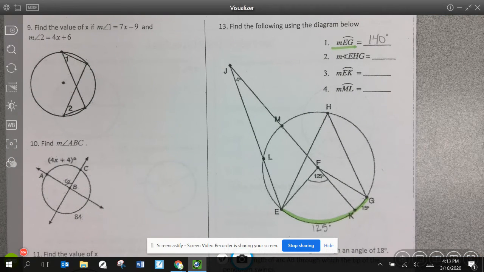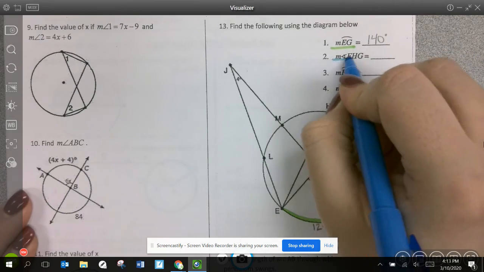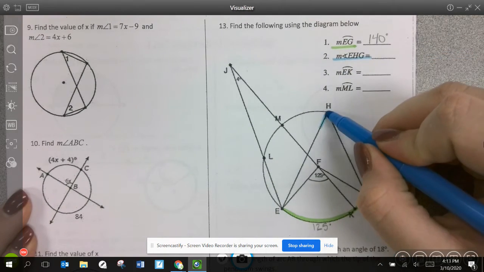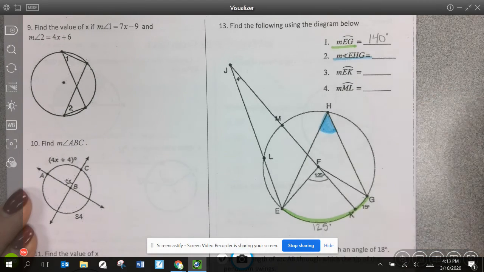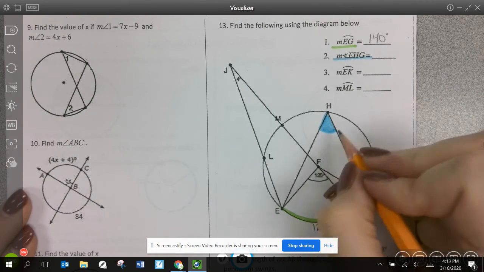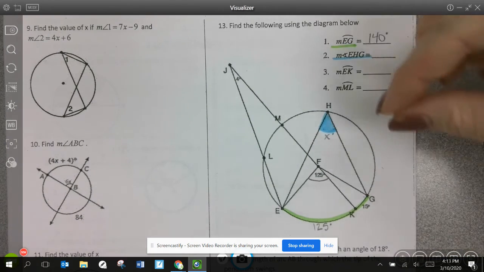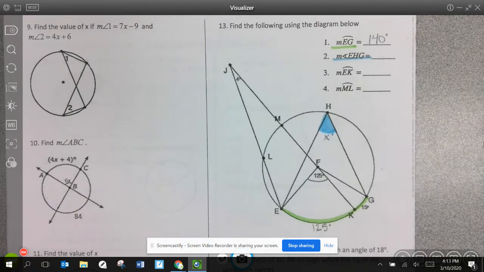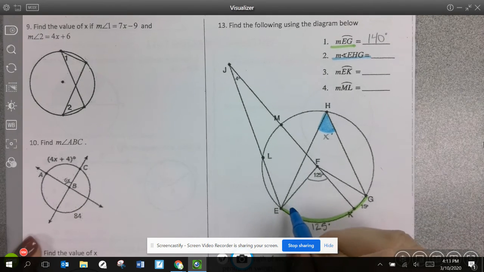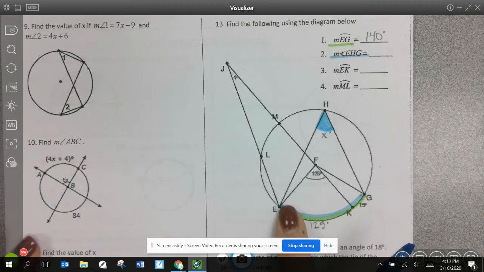Then I'm going to look at my next question. It says angle EHG. So angle EHG is right here. I'm going to put a little X there just so it helps me. That's what I'm looking for. What arc is created from EHG? Right here. It's this one. It's arc EG. It's this arc right here.